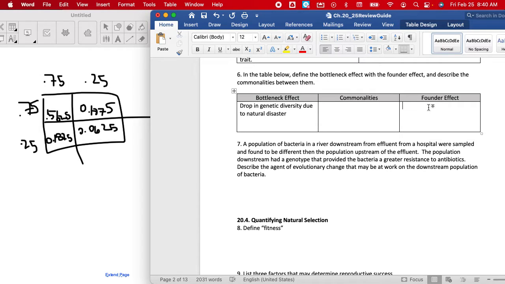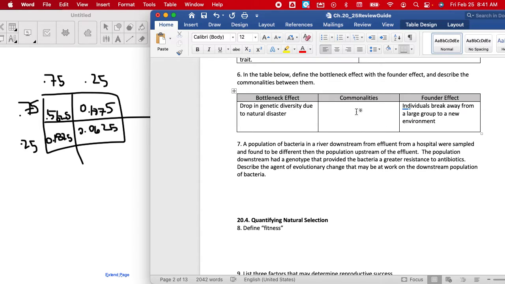Okay, what's the founder effect? Rare alleles in the source population show up. A small group of individuals from the main population break off and go to a new environment. So I'm going to just say individuals break away from a large group to a new environment. I mean, just think founders, people sailing across the Atlantic.